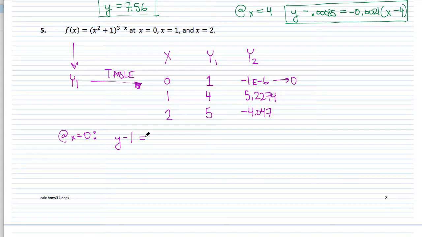So for our equations, at x equals 0, our tangent line will be y minus y1, which is our 1, equals our slope, which is 0, times x minus 0. So again, we have a horizontal tangent line of y equals 1.